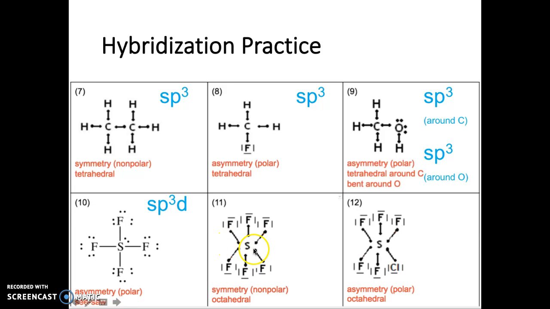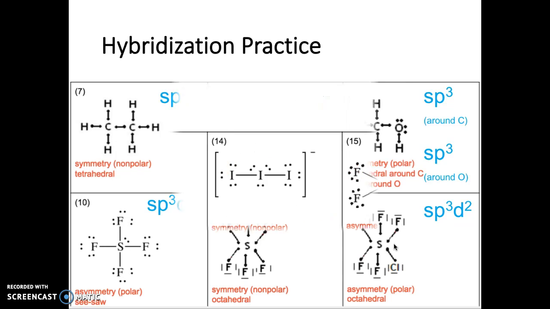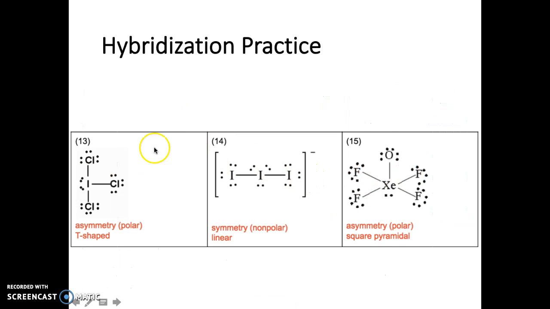This one you'll need 6. So if you notice 6 around sulfur, 6 hybridized orbitals are necessary. So this would be sp3d2. And the same with this, sulfur here in number 12 also requires 6, so sp3d2. Let's take a look at the next slide and the practice for the next slide. Here you need 1, 2, 3, 4, 5. So you need 5 hybridized orbitals, so it's sp3d.